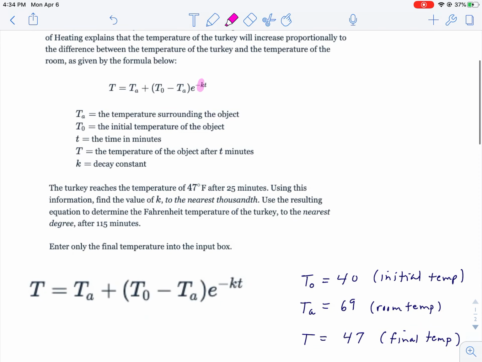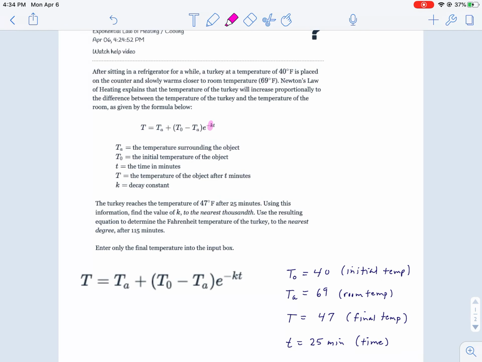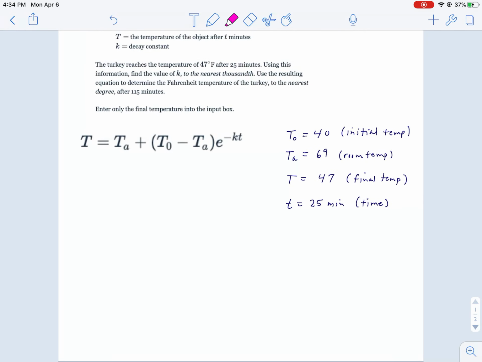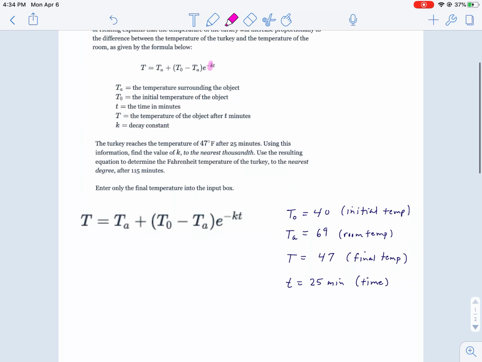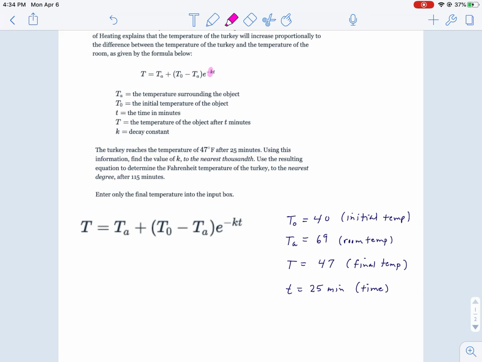And once we find K, we're going to say, well, at what temperature will the turkey be after 115 minutes, or almost 2 hours? Obviously, it'll be warmer than 47, but not quite 69. I would suggest writing out the formula and then picking apart all the different variables, and DeltaMath does a nice job in the middle of the problem to highlight what everything is. And in your science books, these variables might look a little different.